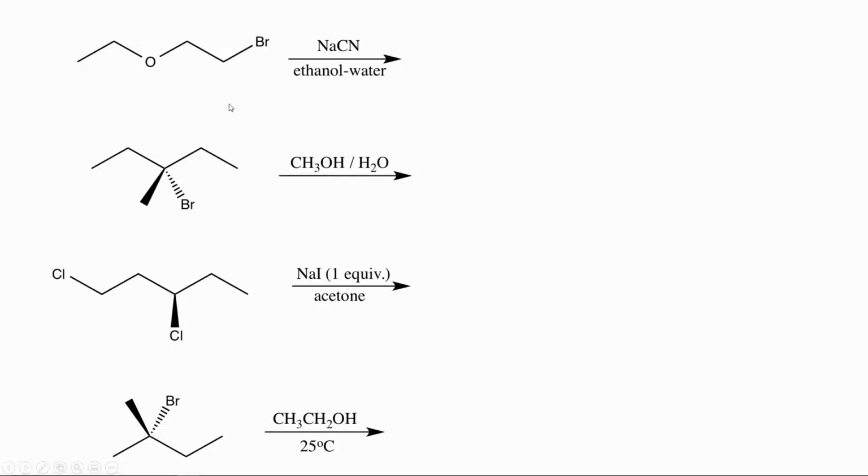Alright, next we have sodium cyanide as a reagent for this, and then we have a mixture of two solvents. We have both ethanol and water. Now ethanol and water can act as nucleophiles, but in this case we have sodium cyanide, which is a strong nucleophile, and we have two polar protic solvents.